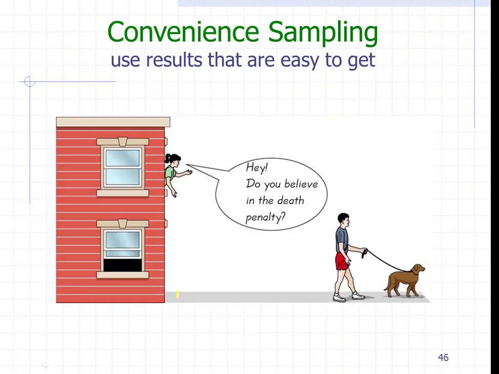And then there's convenience sampling, where you just use results that are easy to get. You walk down the hallway at school and you ask people, hey, will you take my survey? Or voluntary response is convenience sampling, where I put the question out there and I wait for people to call in or to text me or whatever.